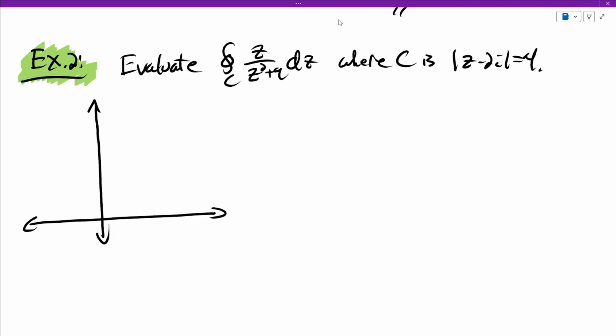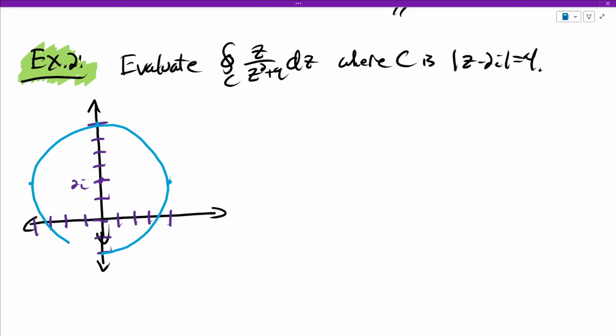So let's see here, 2i, 1, 2 is 2i, and the radius 4, so I've got to go up 4, I've got to go over 4, and 1, 2, 3, 4, down 4. Okay, so C is the circle here, goes through these points. And we're computing the contour integral over that circle of the function z over z squared plus 9.